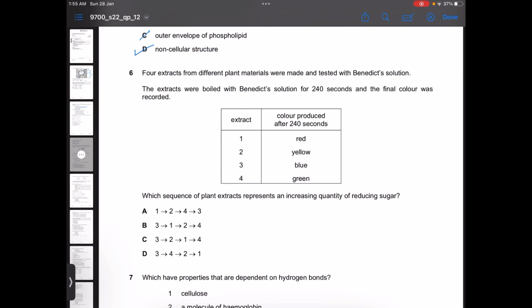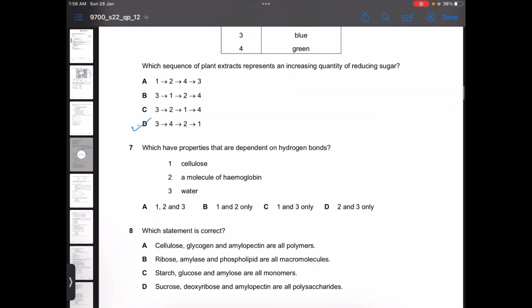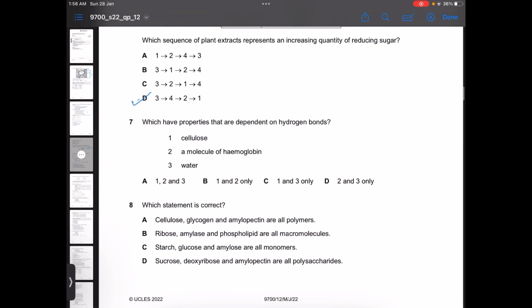The Benedict solution is basically blue in color, and if the reducing sugar is present, then it will convert from blue to green to yellow and then to red or brick red. Okay, so the sequence represents an increasing quantity. The most reducing sugar color is red, so it will be 1, and so the answer is D.